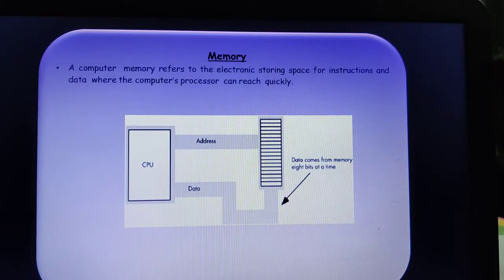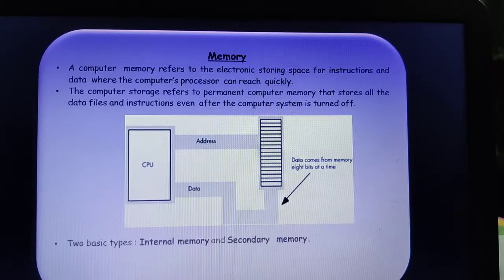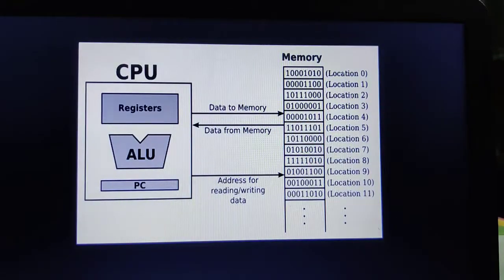Okay, then I'll be explaining about this hierarchy. See here, memory consists of electronic storage locations where the data is present in terms of zeros and ones. This is your CPU. Internal memory of the CPU is stored in the registers, ALU, and control unit. So data to memory, data from memory. What happens here? This is the data bus and address for reading or writing.